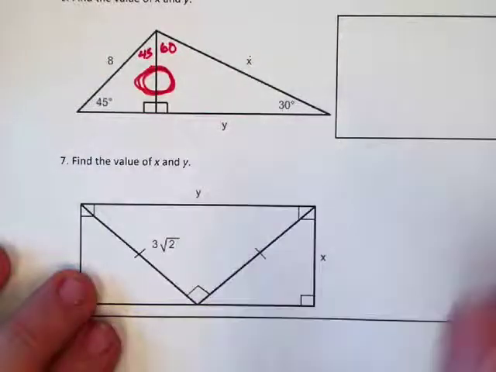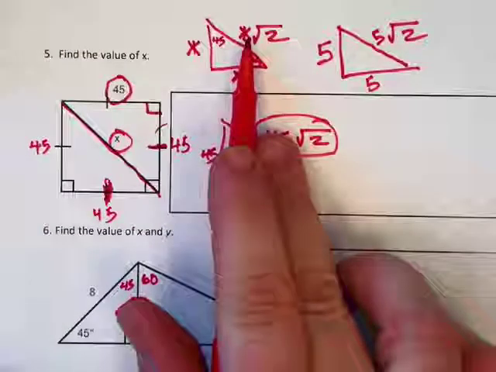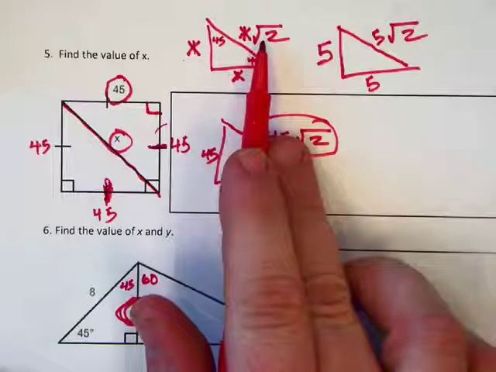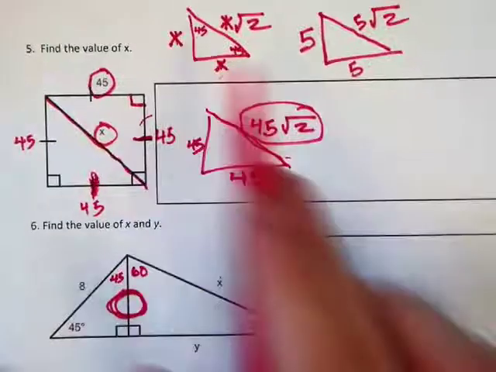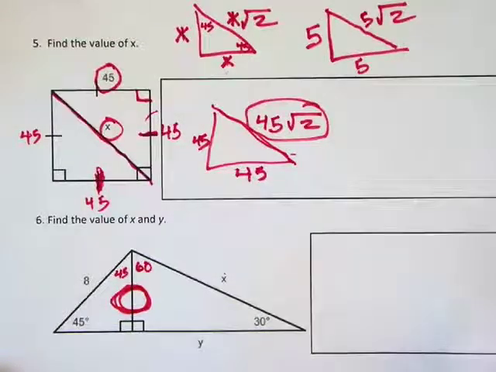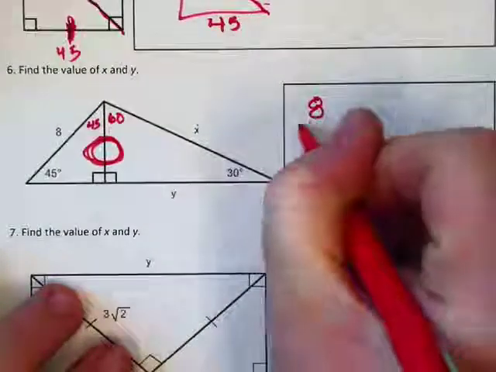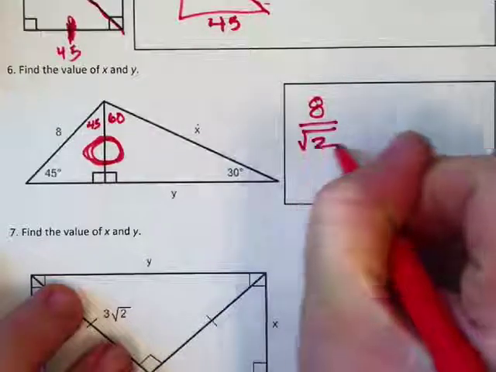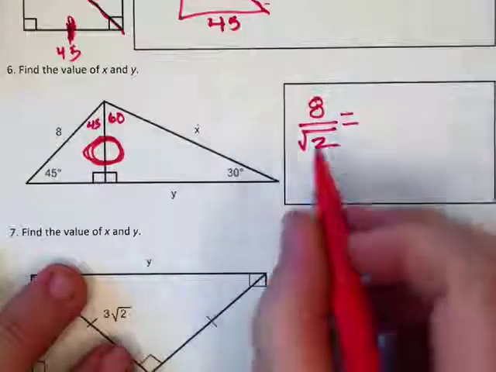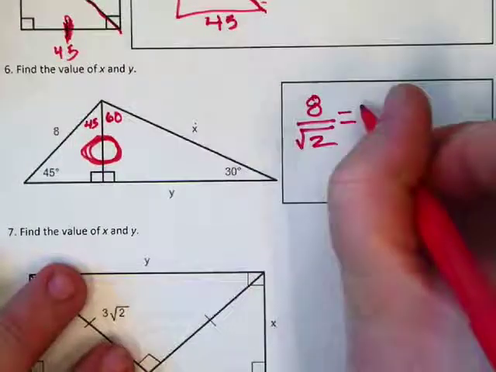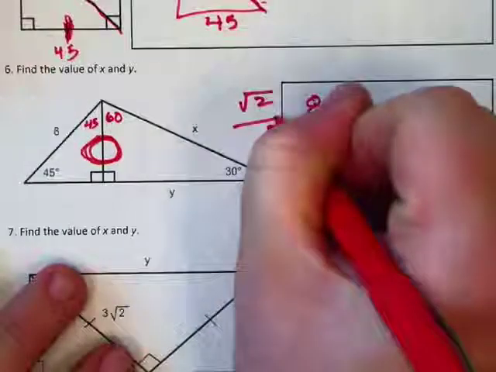Well, think about what we did up here. We did x times the square root of 2. So it would make sense that if we divided by the square root of 2, we would get the sides, right? So it's just basic algebra there. So to find that, we take 8 divided by the square root of 2. Well, we can't have square roots in the bottom, so we're going to times by square root of 2 over square root of 2.